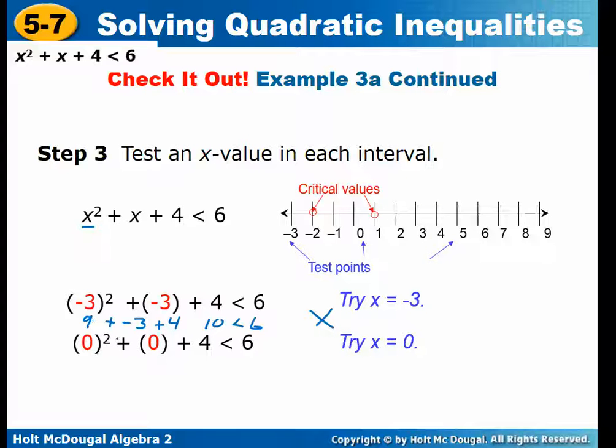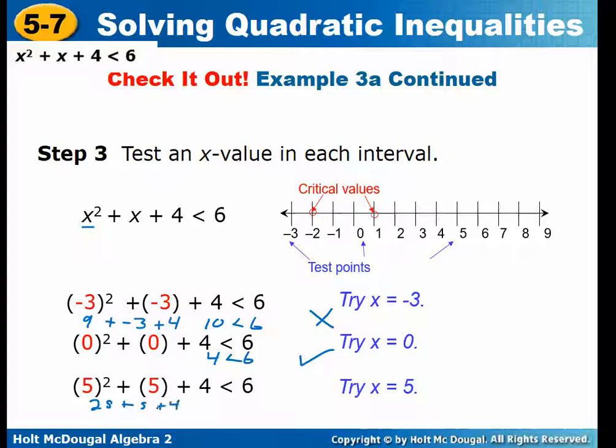So 0 squared is 0 plus 4. That's 4, which is less than 6. That works. That's true. And then I try 5. I get 25 plus 5 plus 4. That's 34, which is not less than 6. So that one does not work. So the region that worked was between the critical values.